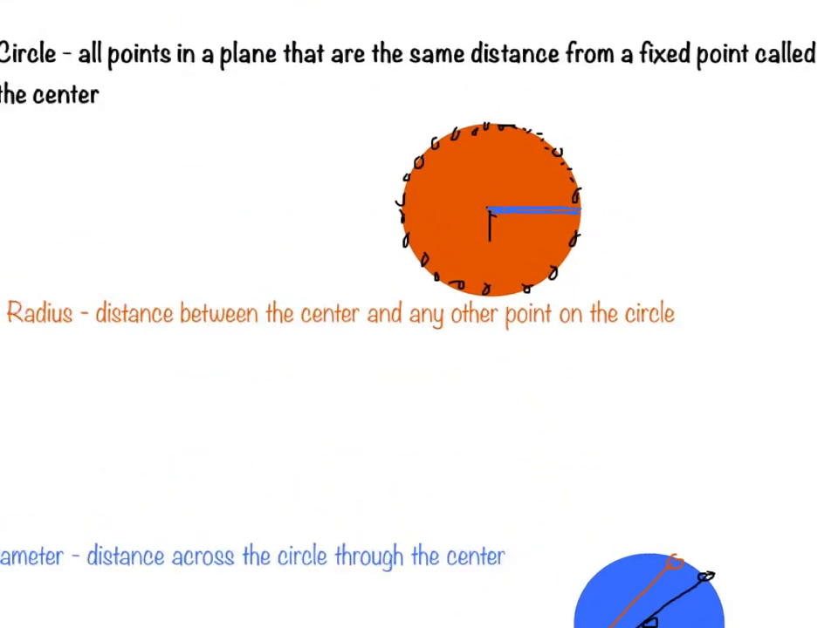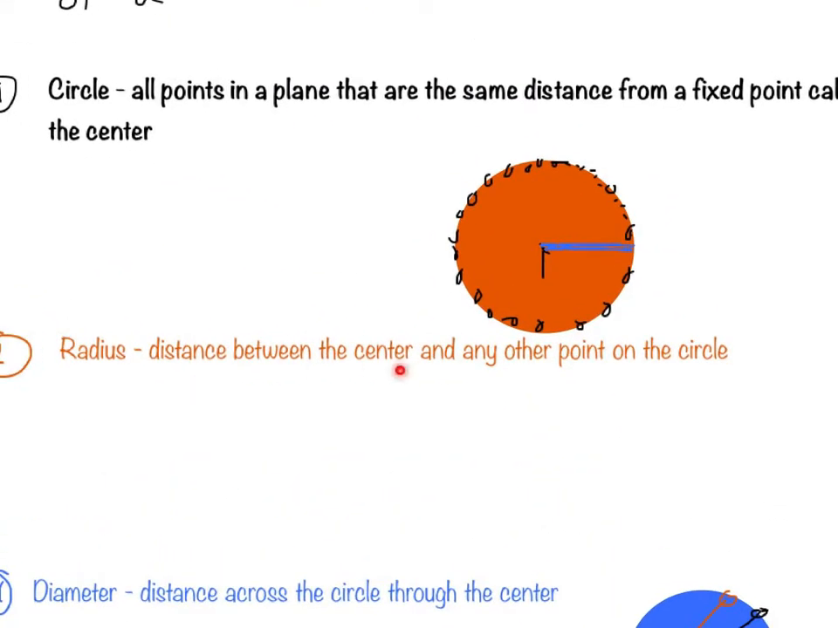Let's talk about radius, okay? So we said the radius was the distance between the center and any other point on the circle, okay? But did you know that the radius is actually equal to half of the diameter? Which makes sense, right? The diameter is that whole distance. Then the radius is just going to be that little part right there.